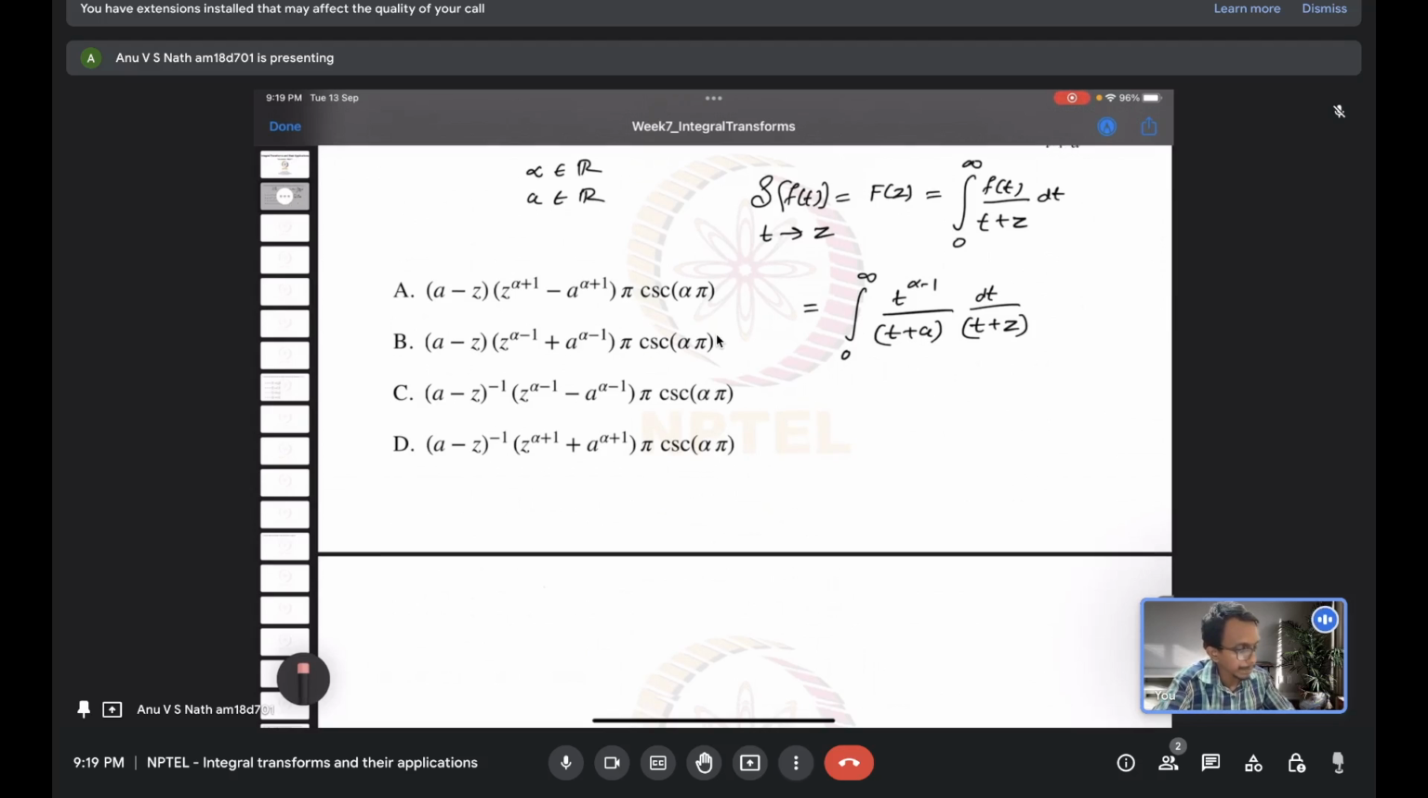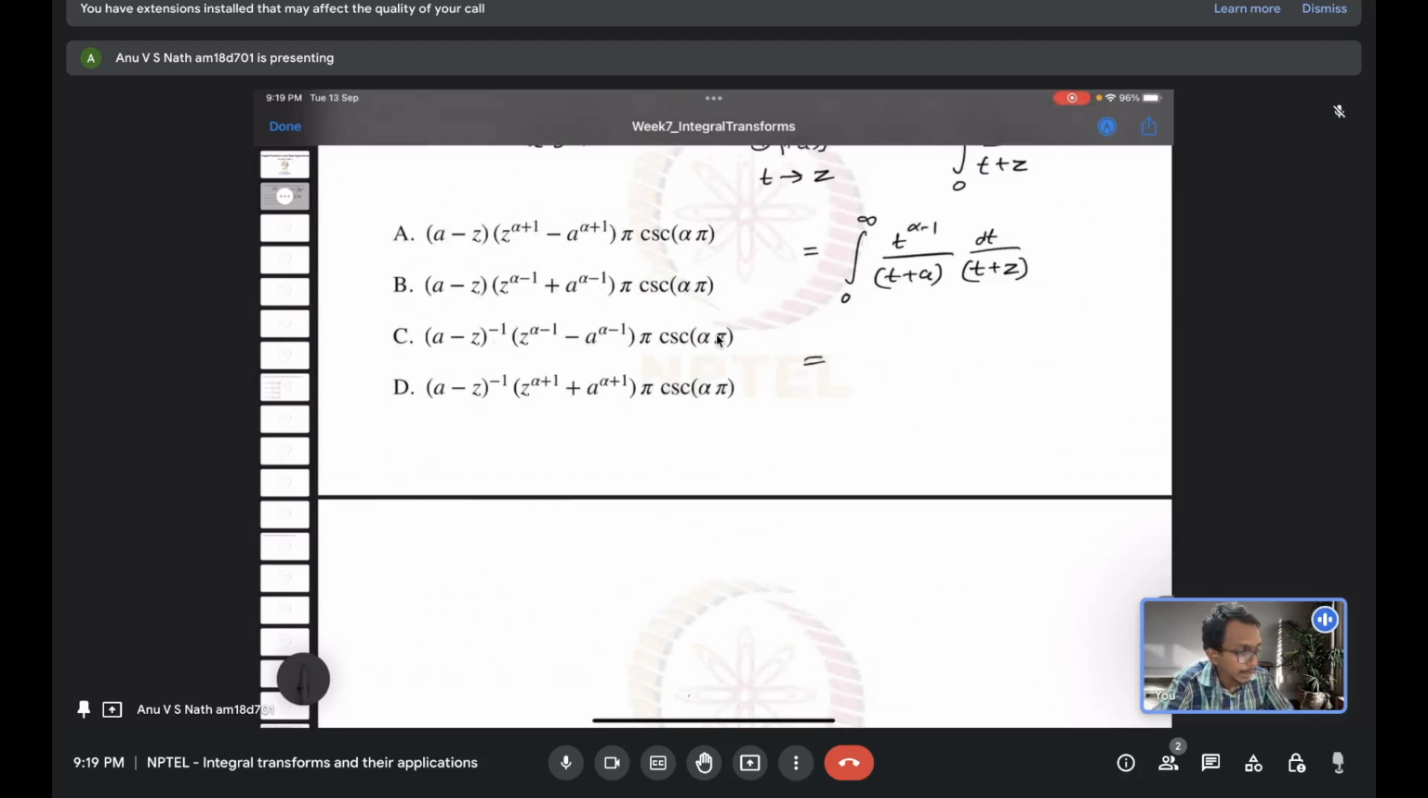So before going there, this integral I can split into two parts using the partial fraction method. What I can do is, this 1 by t plus a times t plus z, I can write as A divided by t plus a plus B divided by t plus z. Remember, a and z are just numbers. The integration variable is actually t. So in that case, I can find A is equal to minus 1 divided by a minus z, and B is equal to 1 divided by a minus z.